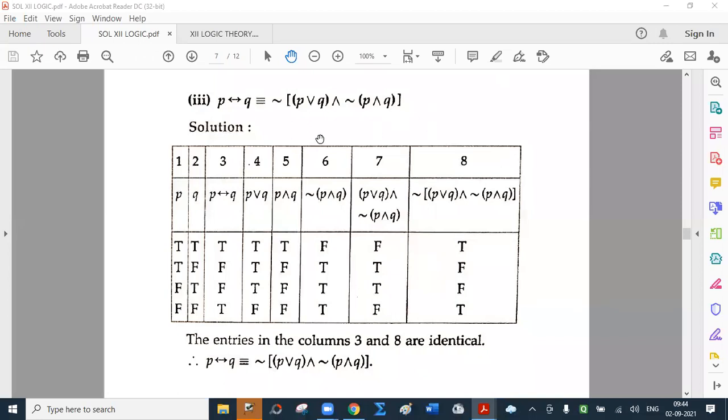Now this is the third one. P biconditional Q equivalent to negation of what? (P or Q) and not (P and Q).